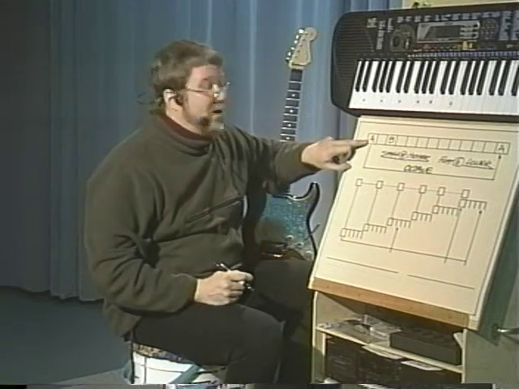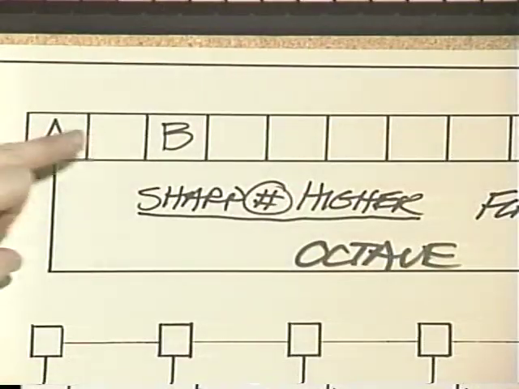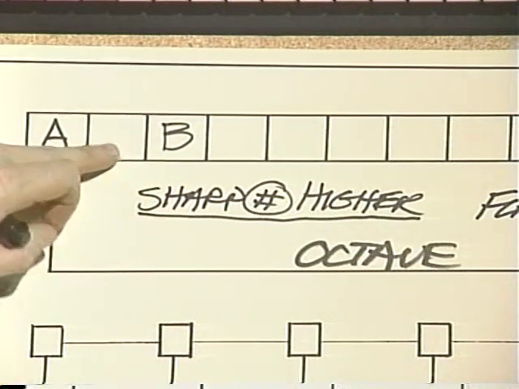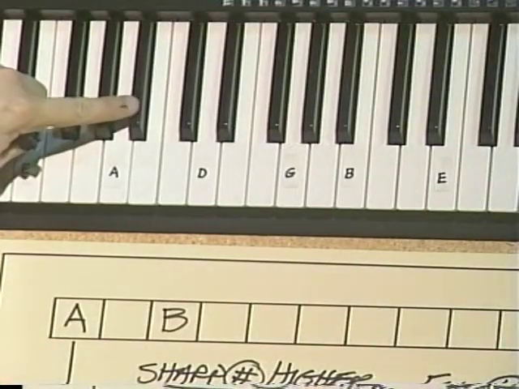So, if we can take a look back up here again, here's A in our musical alphabet, and here's B. These were both white keys on the piano. In between there was this black key. In between A and B, there was this black key up there. What's the name of that note?